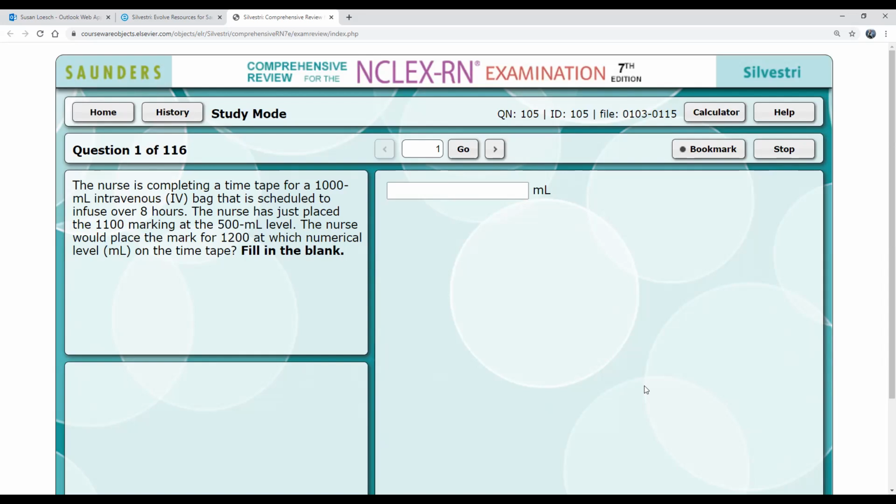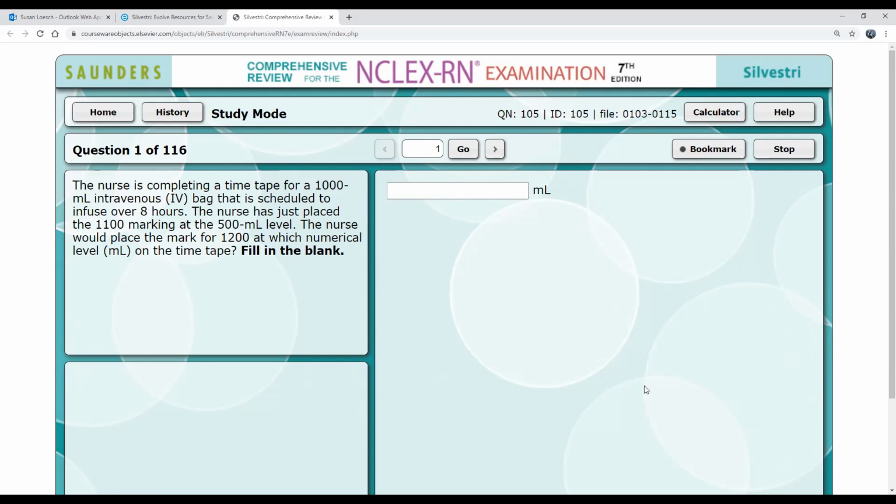Now, we just put a mark at 1100 hours or 11 a.m., okay? And we put that mark at the 500 mL level in the bag. So that means the bag is down to 500 mLs at this point, okay? In an hour at 12, we're going to come back and check it again. And at which time, how much would we expect to have left in the bag? Because that's where we're going to put the tape at 12 o'clock to show us how much more went out of the bag. So what you have to determine here is how much went out of the bag between 11 and 12.